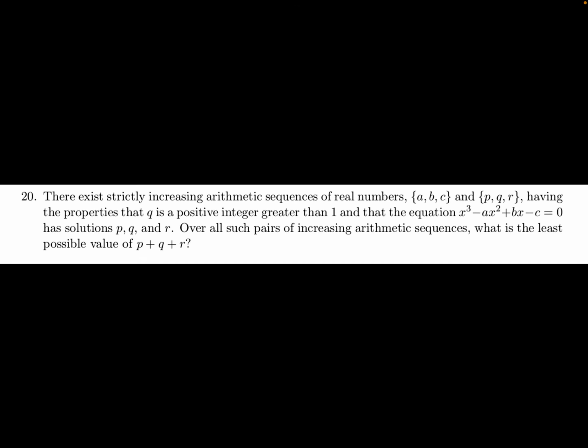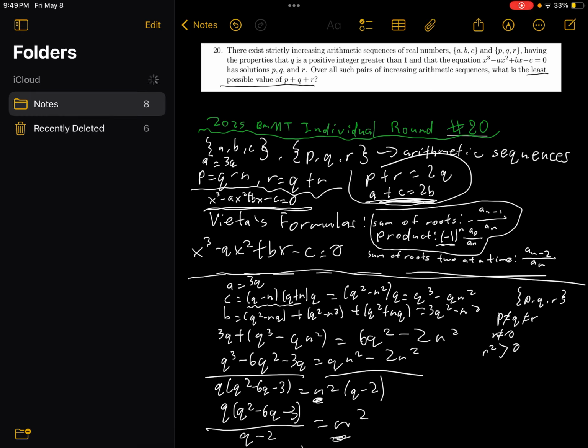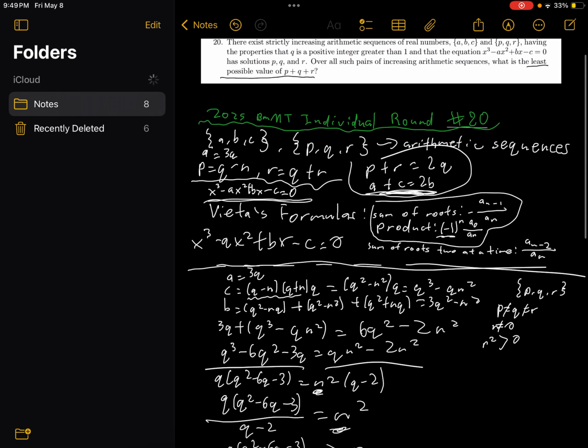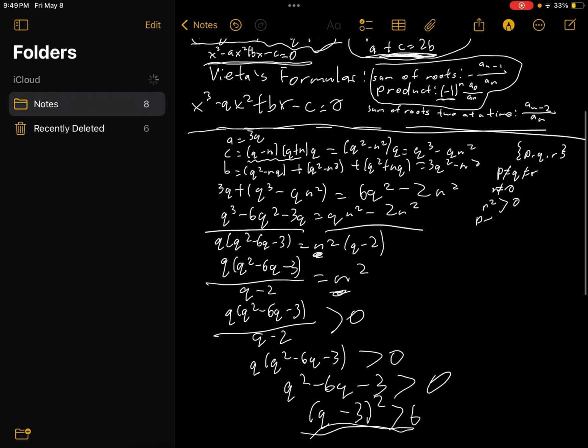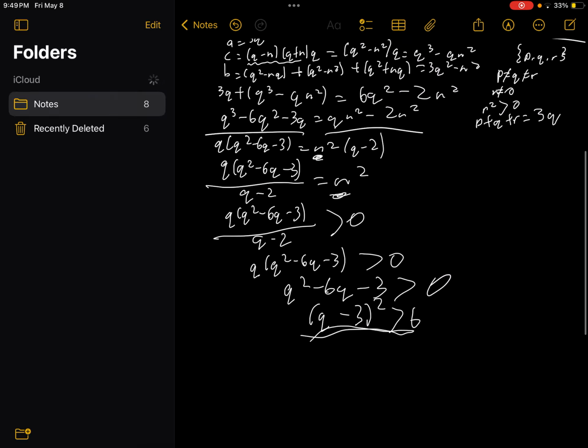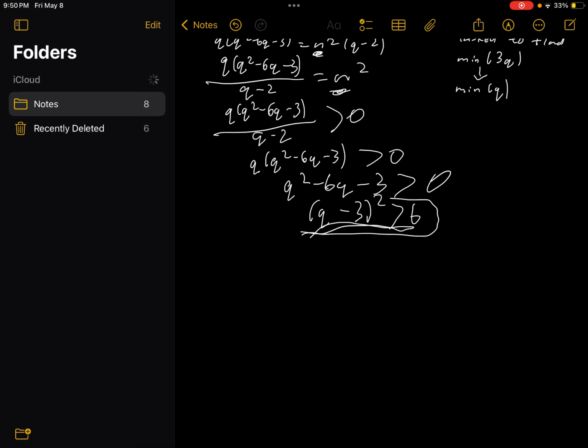It's asking for the least possible value of p plus q plus r. Remember that since we got this expression over here, p plus q plus r is just 3q. And so we're basically just tasked to find the minimum of 3q. And this just means that we just have to find the minimum of q, because once we find that, we just multiply by 3 to get our final answer. So how do we find the minimum of q? Well, just use this expression over here.